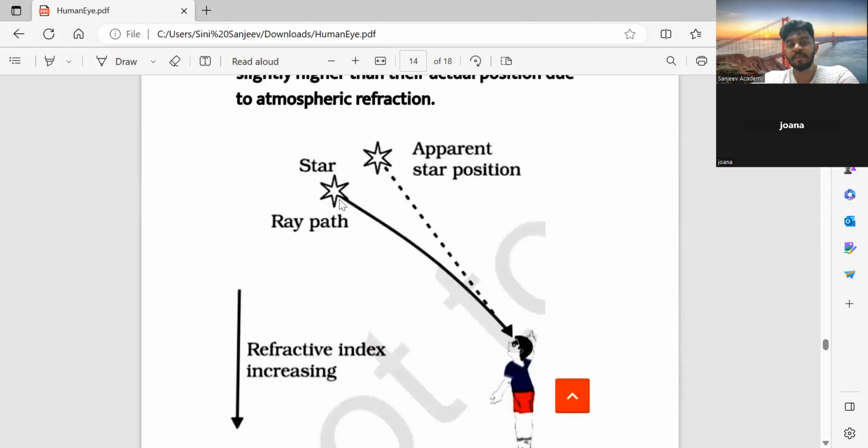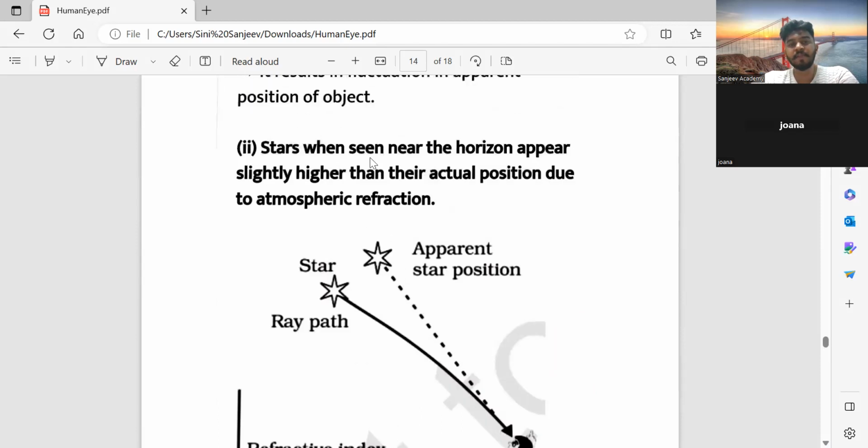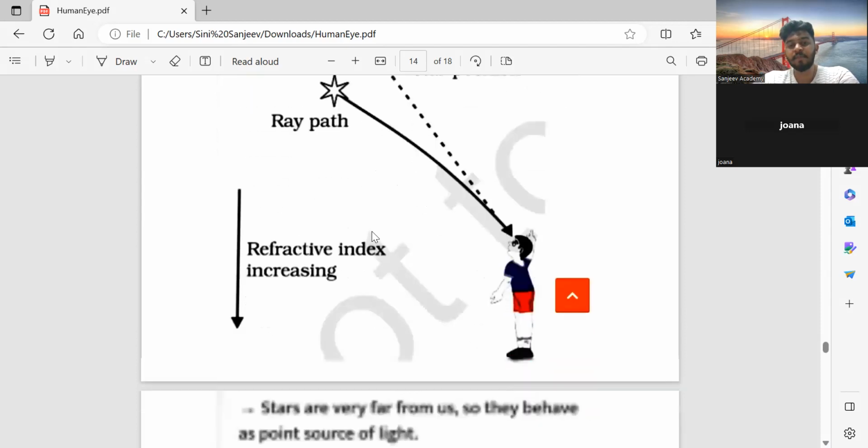Apparent position. So what we see here, but actually where is it? Somewhere else. That is due to what? Atmospheric refraction. So stars, when seen near the horizon, appear slightly higher than their actual position due to atmospheric refraction. Correct? So what we see and the real position are kind of different. That is namely due to what? Atmospheric refraction.